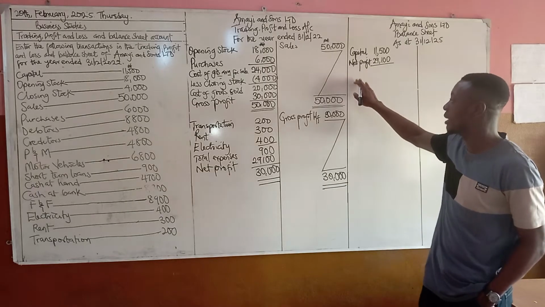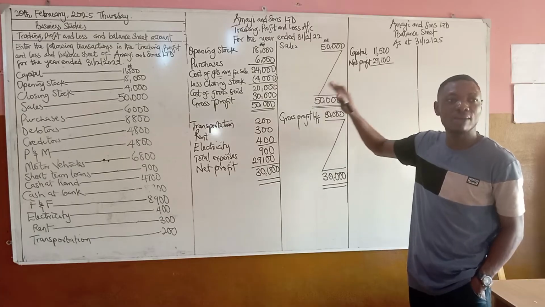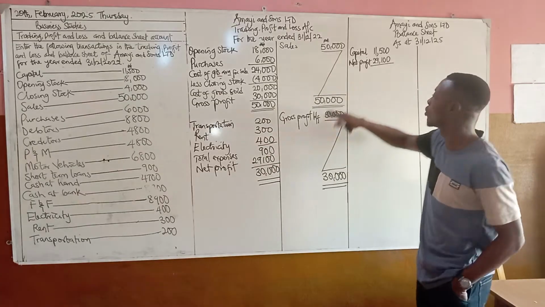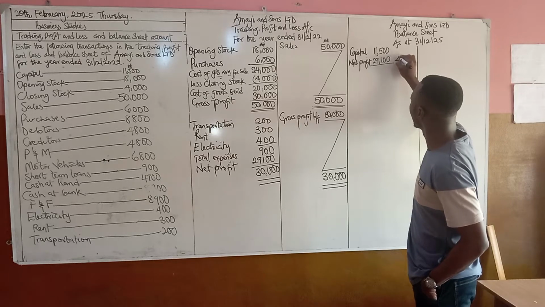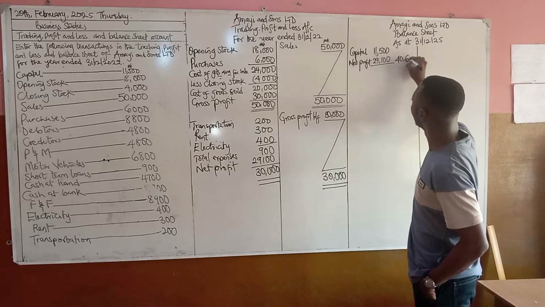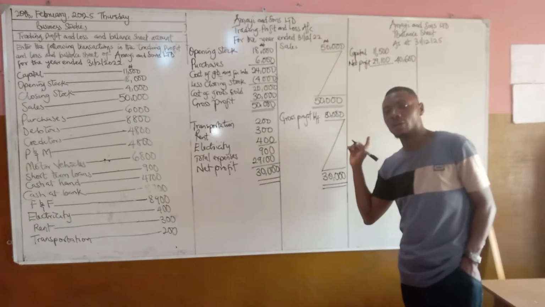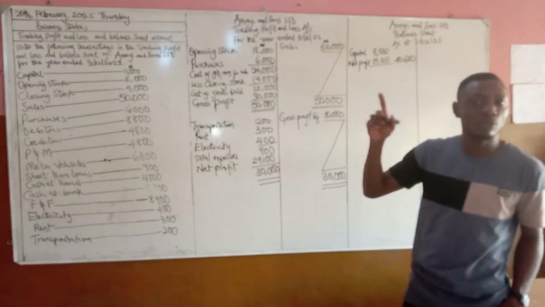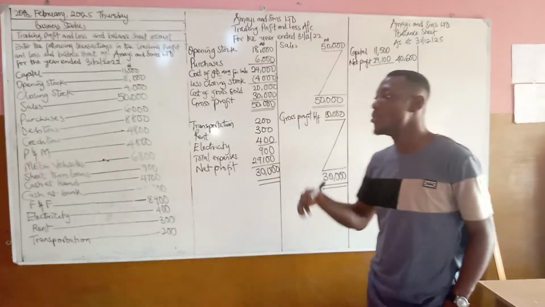40,600. Okay, another particular we are supposed to subtract from here is what? Drawings. Do we have drawings in the question? No. So I'll bring it out here. What's the total? 40,600. Wonderful. Now, after drawings, another particular on the debit side: long-term loans. Do we have long-term loans? No. So we move forward.